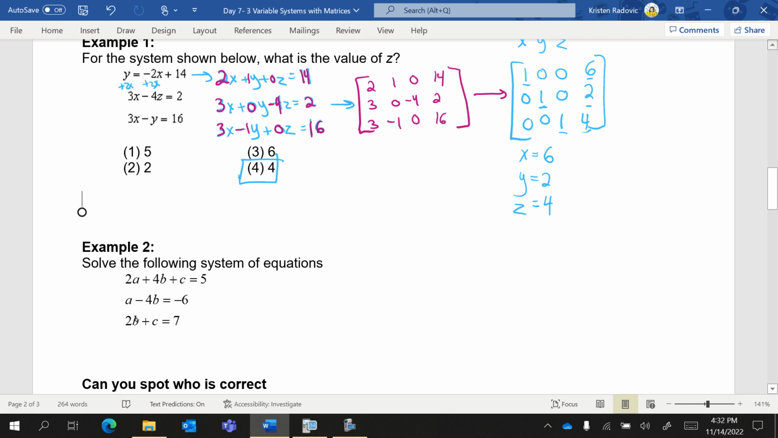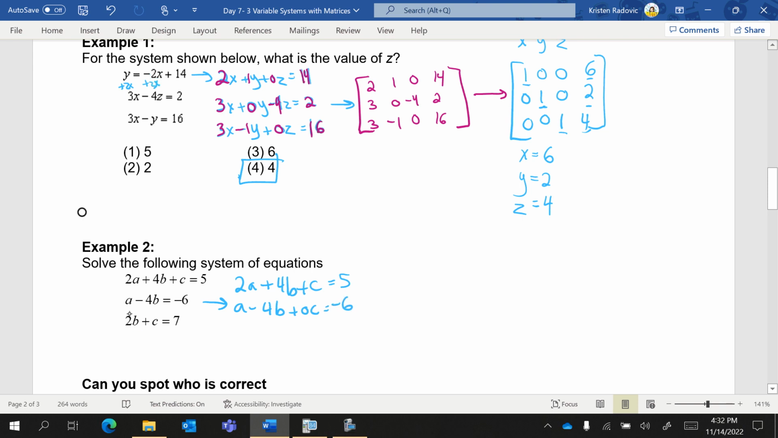Notice how for the next one, example 2, all of your letters are on the left side, and all of them are in alphabetical order. So we do have a few variables missing, so we need to include some placeholders. We have 2a plus 4b plus c equals 5. That's great. The next one is a minus 4b. There's no c, so I'm going to put a plus 0c equals negative 6.